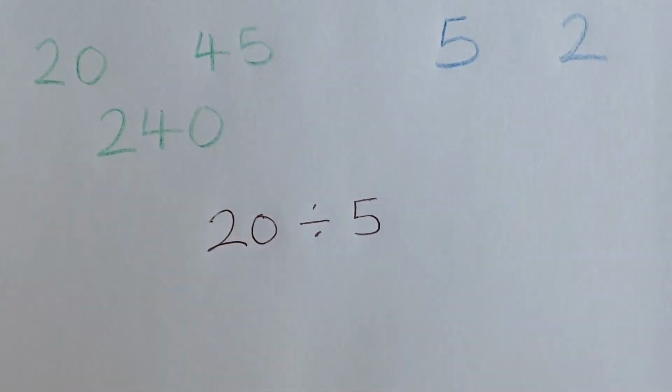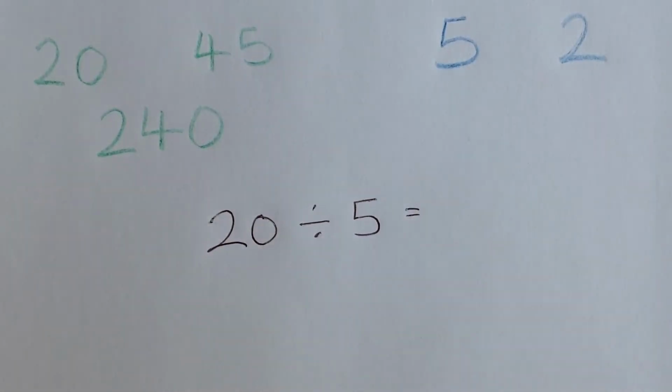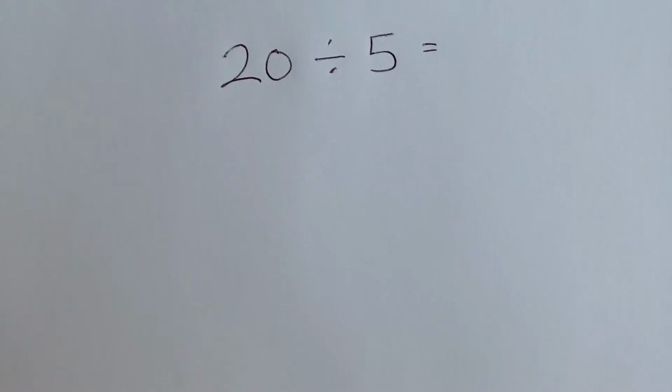Now, one thing you can do with 20 divided by 5 is you might actually be able to work this out really quickly by using your times table knowledge and going, actually, I know what I would times 5 by to get 20, so that's going to be the answer. I'm going to come back to that in a moment because I want to show you the practical way of working it out. Now, we need to have our tens and ones counters.